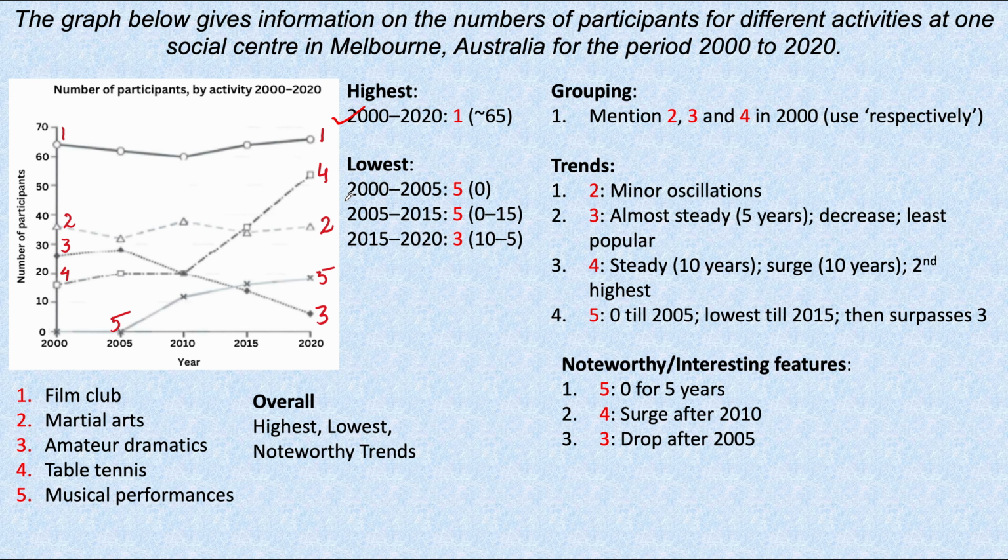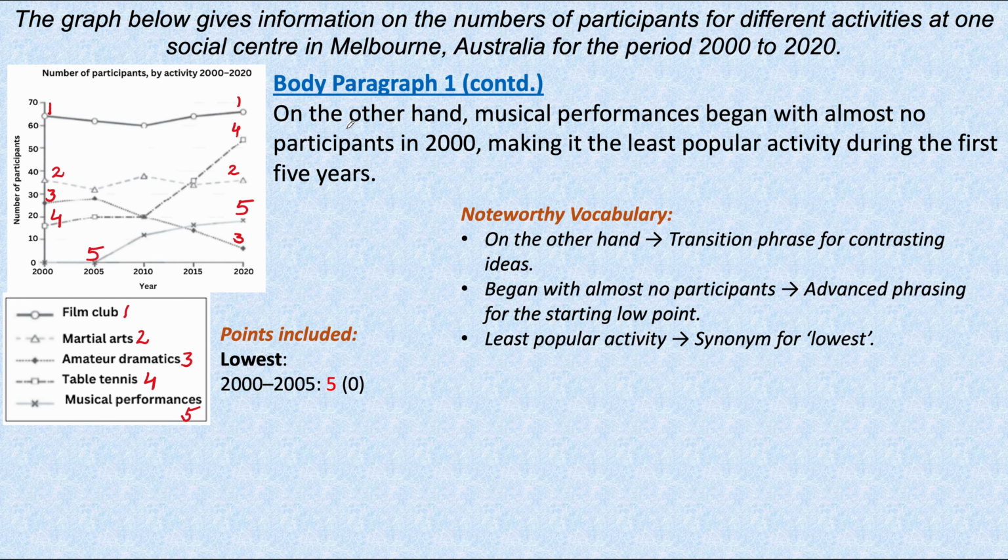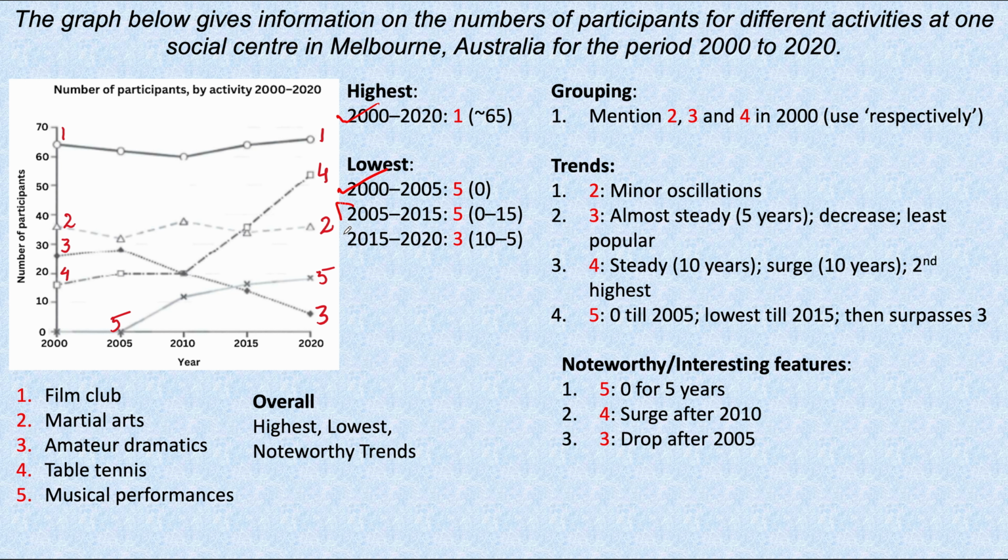Next, we'll write about the category that is lowest at the beginning, which is musical performances. Because we have written the highest first and now we are writing the lowest, we'll start writing with the contrasting phrase on the other hand. On the other hand, musical performances began with almost no participants in 2000, making it the least popular activity during the first 5 years. Now we'll write about the rest of the data of the fifth category.